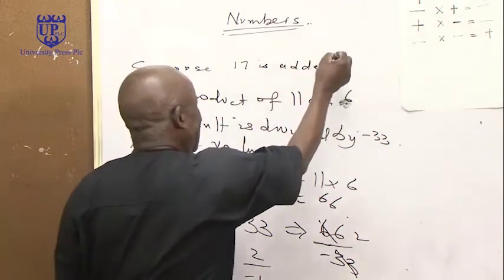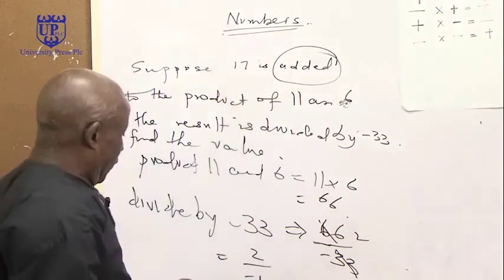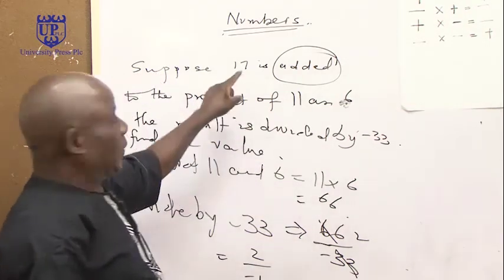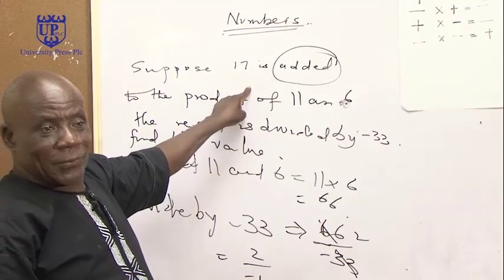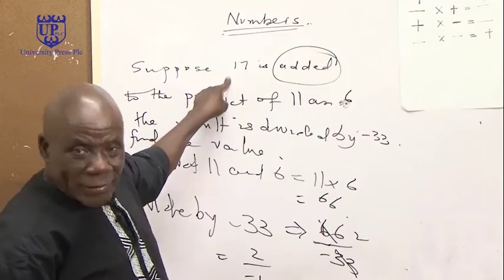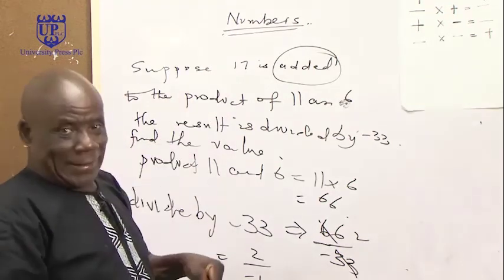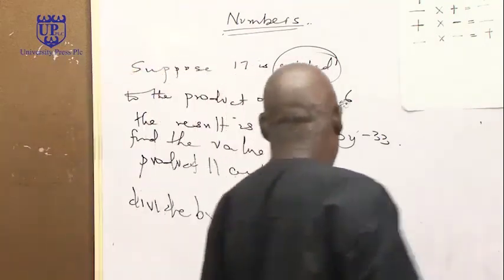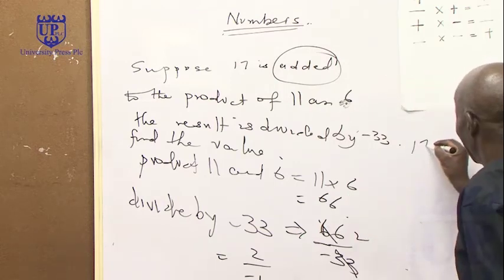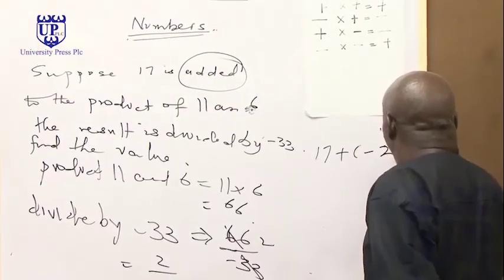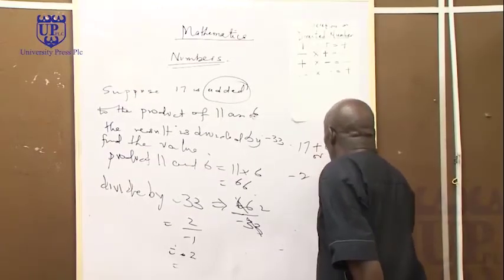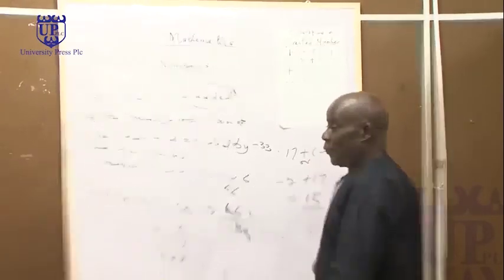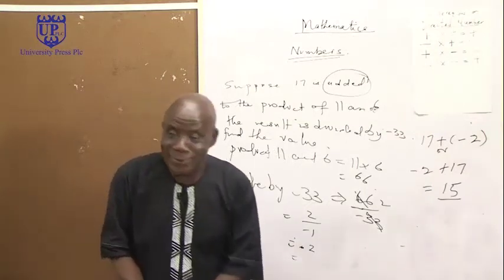Please look at added. Now, the result is minus 2 for the product of 11 and 6 divided by minus 33. But look up. What happens? They say suppose 17 is added. You don't just read part of the question and leave the answer. 17 is added. Finally, you say 17 plus minus 2 or minus 2 plus 17. And you say the final value is what? 15.